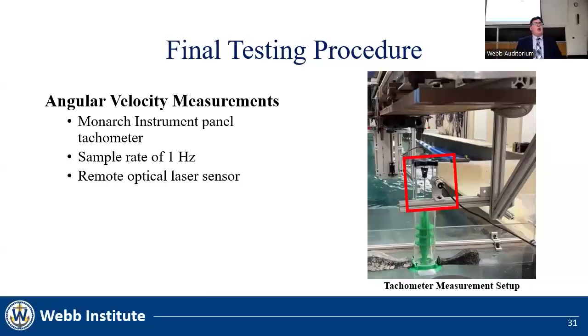The second measurement that was necessary during the final testing phases was the angular velocity of the turbine. To achieve this, a tachometer was set up to record the RPMs of the turbine. The remote optical laser sensor was mounted to an 80-20 aluminum assembly. The laser pointed at a piece of reflective tape on the turbine generator coupling, and as the turbine spun, the tachometer recorded the RPMs of the turbine at a sample rate of 1 Hz.